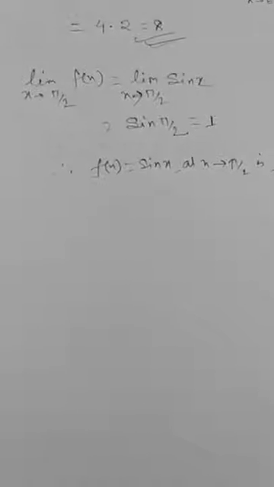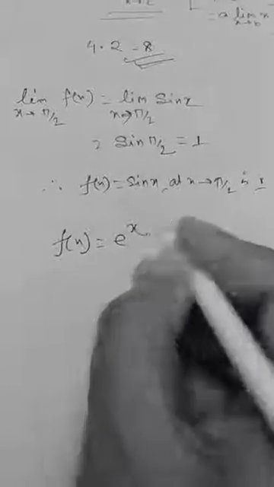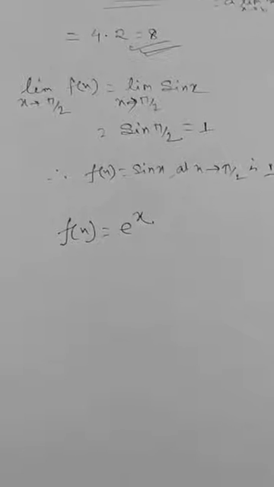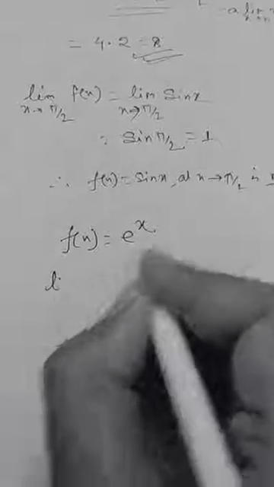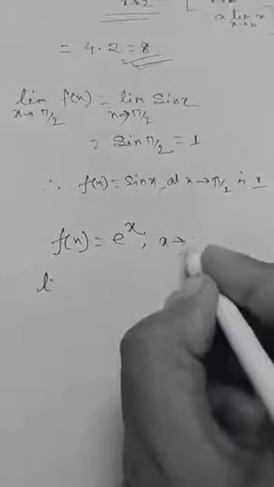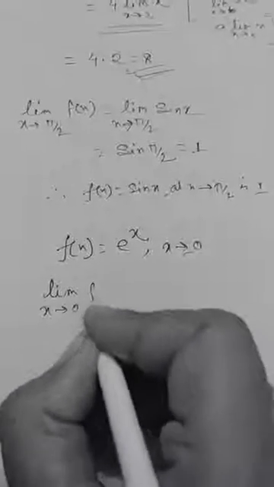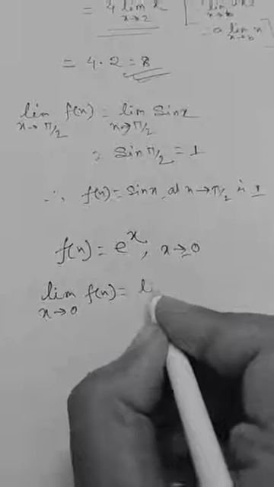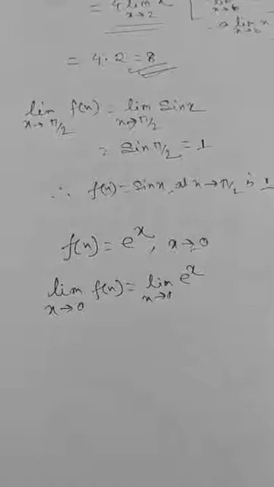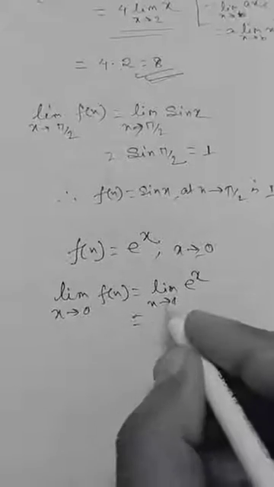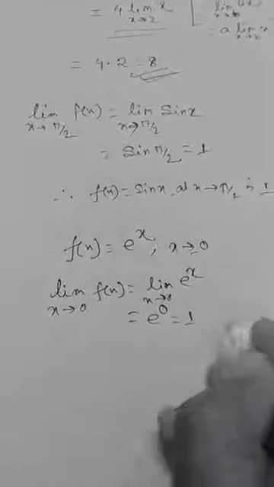Okay, if we take another example, suppose f(x) is equal to e to the power x. E to the power x is an exponential function. If I take x tends to 0, we can write limit x tends to 0 of f(x) is equal to limit x tends to 0 of e to the power x, and we put the value x equal to 0 in here, so we get e to the power 0 is equal to 1.